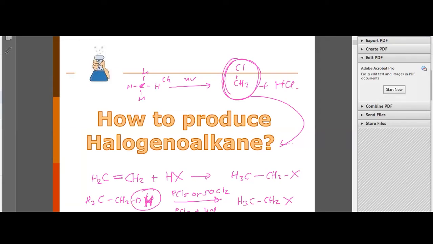So there are 3 ways to produce halogenoalkane. Once again, first is by alkane free radical substitution. Second, electrophilic addition of alkene. And then the third by nucleophilic substitution of alcohol.